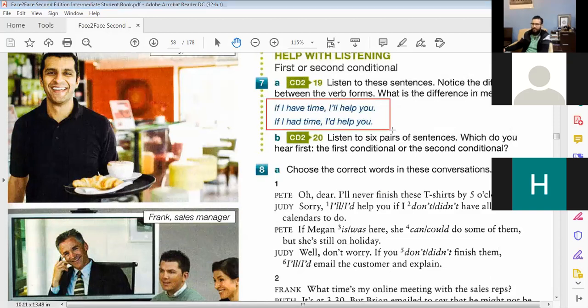It's the same idea. If I have time, I'll help you. So this person, there's a big chance he'll have time soon. Maybe he's just busy now, he'll finish whatever he's doing, and then he'll help you, okay? If I have time, I'll help you. But this one, if I had time, I'd help you. It means, I don't have time. So this means I'm not going to help you. So it's a kind of trick sentence.